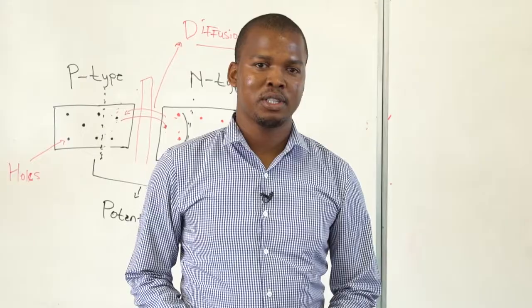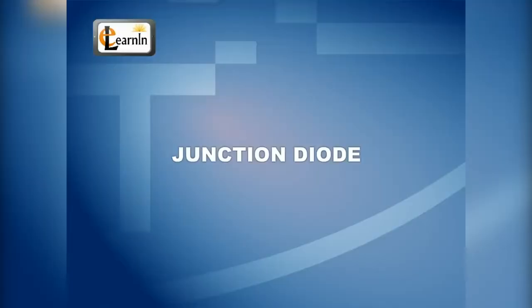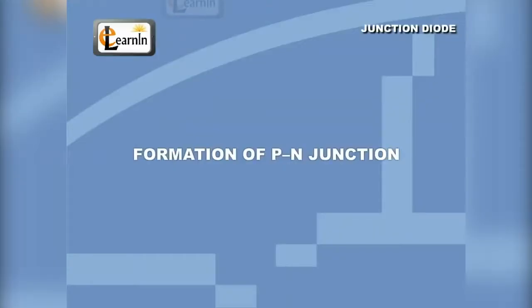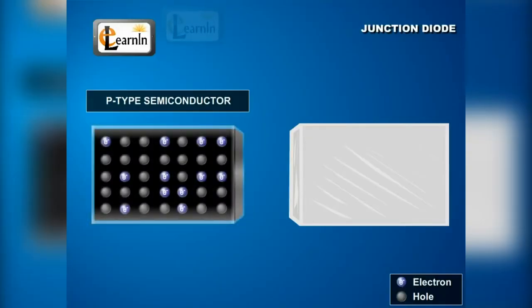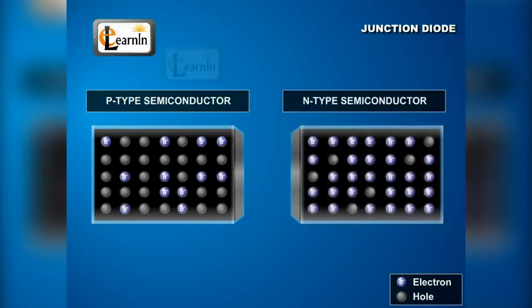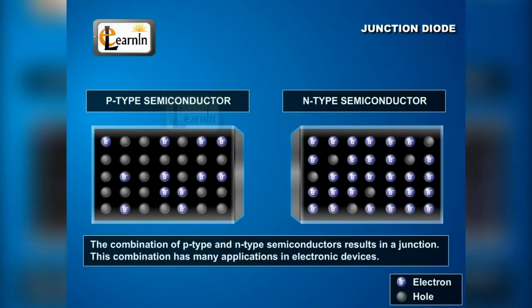Here it follows. Junction diode, properties and uses. Formation of the p-n junction. The p-type semiconductor has an excess number of holes. Therefore, holes are the majority carriers of charge in p-type semiconductors, as shown. Similarly, n-type semiconductors have an excess number of electrons. Therefore, electrons are the majority carriers of charge in n-type semiconductors, as shown. The combination of p-type and n-type semiconductors results in a junction. This combination has many applications in electronic devices.